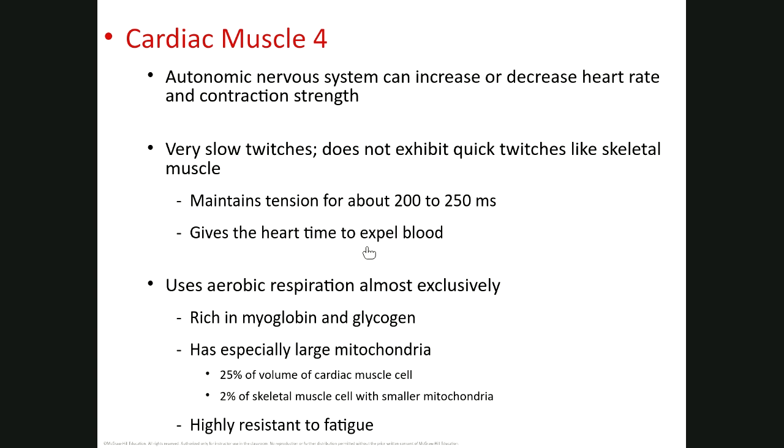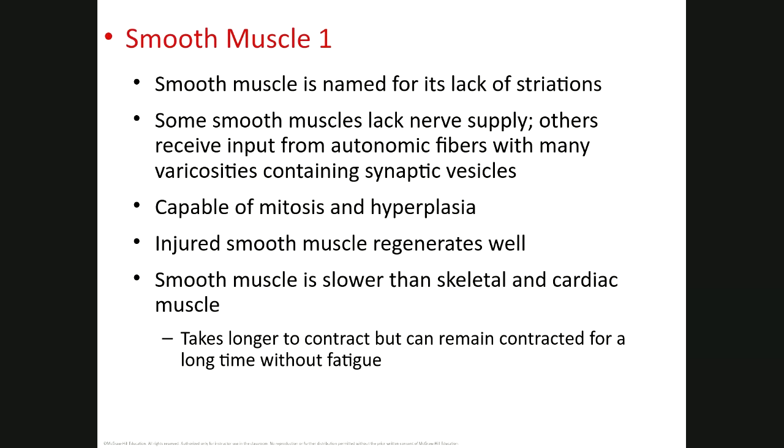Cardiac muscles follow autonomic nervous system mechanisms, which will increase or decrease its rate and contraction. Right. For aerobic respiration, the cardiac muscle is rich in myoglobin and glycogen and big mitochondria, so it's resistant to fatigue. All right. And remember, it is striated, involuntary, and has its own pacemaker.